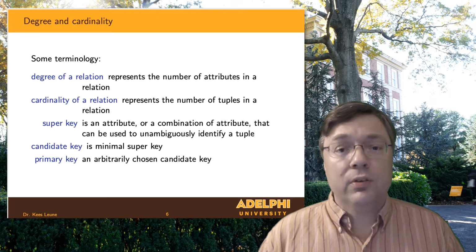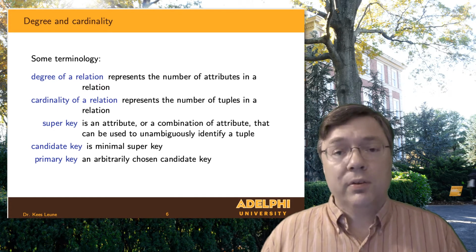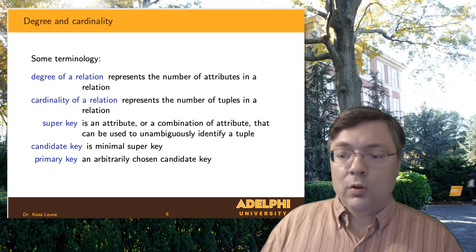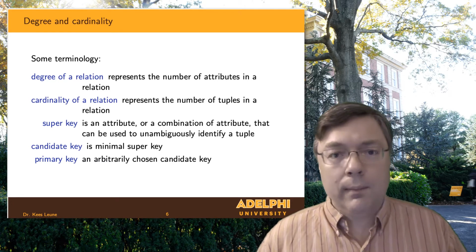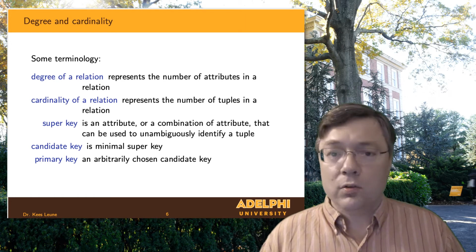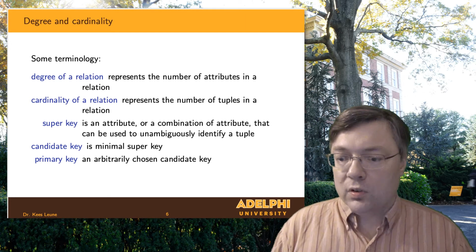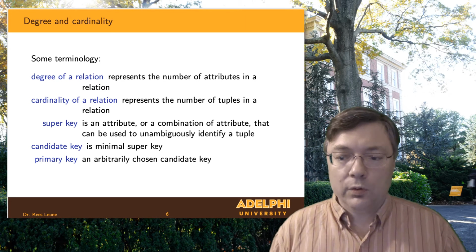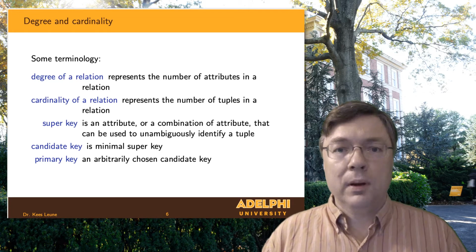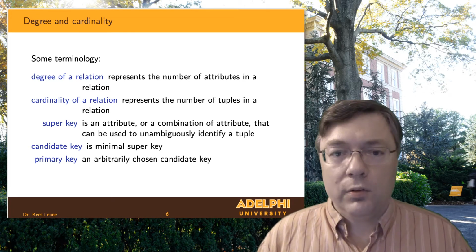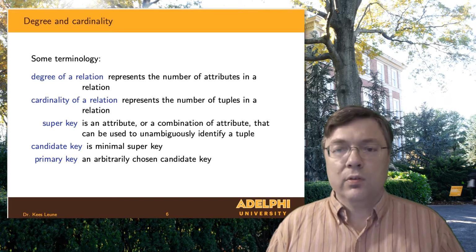But every relation in the relational database must have a primary key. So it is a minimal superkey, and if I have multiple of those, I just pick one, as long as it's a small one. So those are some of the basic terms that I'll probably be using quite regularly throughout the rest of this course and that you need to be aware of.